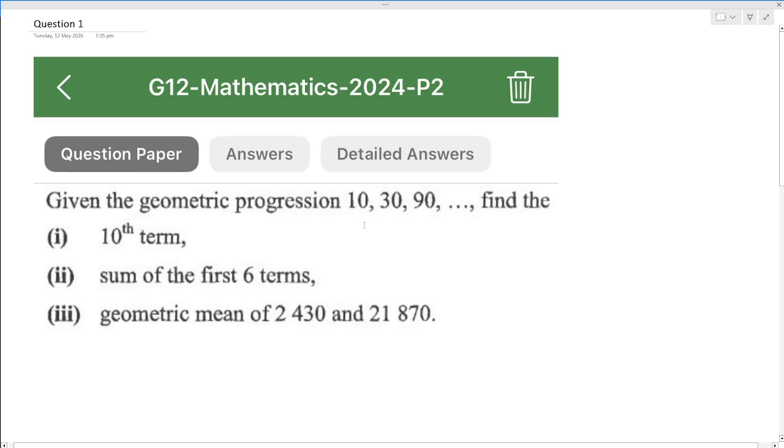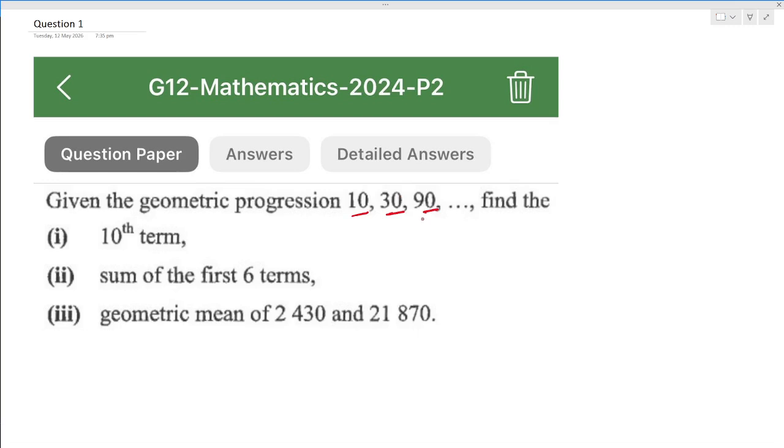So now this question is coming from G12 Mathematics 2024 paper 2. This one was written by the grade 12s, and it says, given the geometric progression 10, 30, 90, dot, meaning the geometric progression continues. So we have 10, 30, and 90.